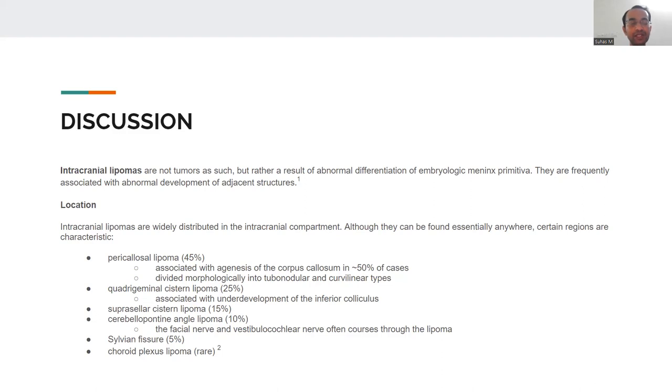15% are suprasellar cistern lipomas. 10% are cerebellopontine angle lipomas. These lipomas often have facial nerve and vestibulocochlear nerve coursing through the lipoma. 5% are sylvian fissure lipomas, and rarely they can even be choroid plexus lipomas.